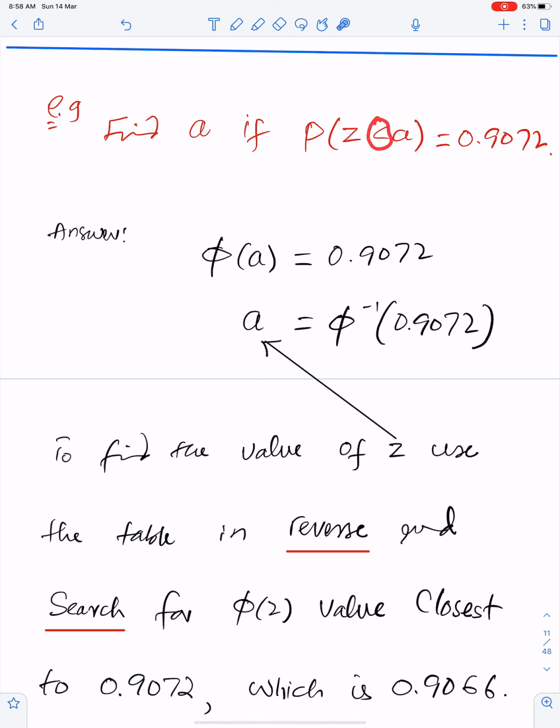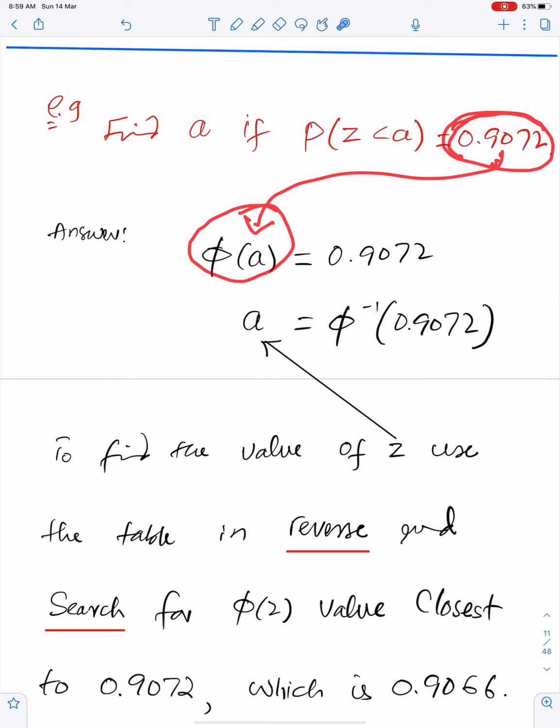Whenever we have a less-than sign and this area is larger, we write phi A. You can understand this concept through this: if this area is greater than 0.5, then write phi. If this area was less than 0.5, then write 1 minus phi A. So when this area is greater than 0.5, we write phi, because this area is larger. If this area was 0.32, then you had to write 1 minus phi A.